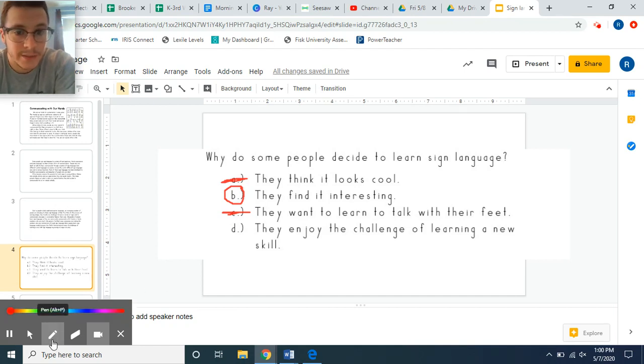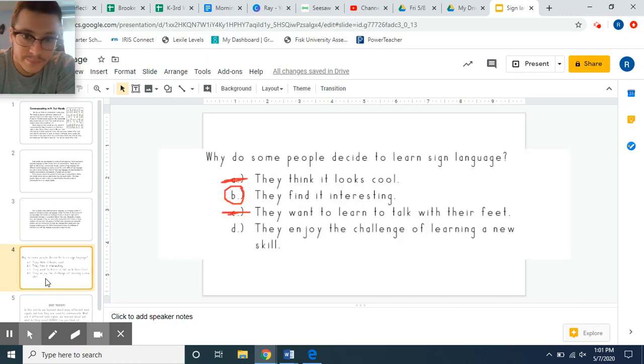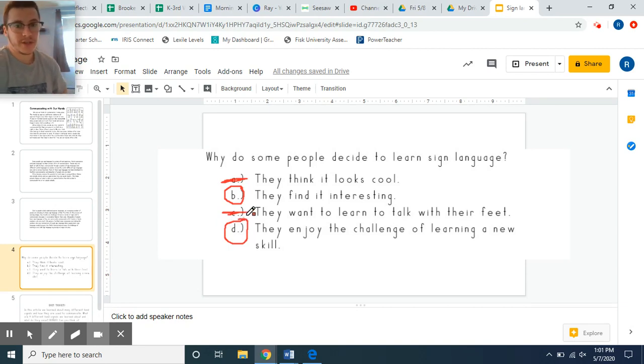All right, now the last one. They enjoy the challenge of learning a new skill. Now, I think we saw that somewhere back near this bracket. Here we go. Many people learn sign language simply because they find it interesting and enjoy the challenge of learning a new skill. Those are in the same sentence as the other correct choice. We know that that one is true as well. We're going to circle it. They enjoy the challenge of learning a new skill. So the correct answers for this question are B and D. They find it interesting, and they enjoy the challenge of learning a new skill.